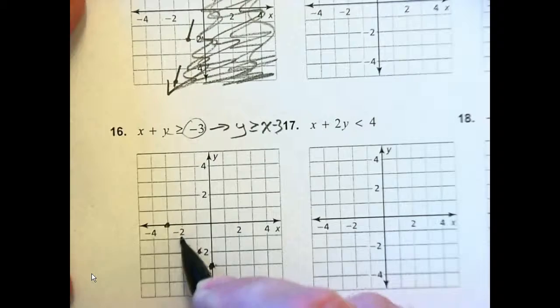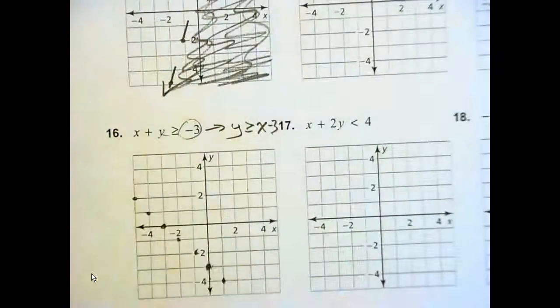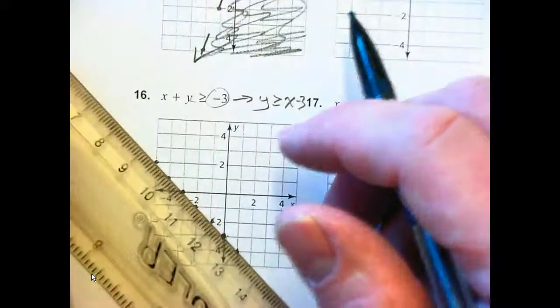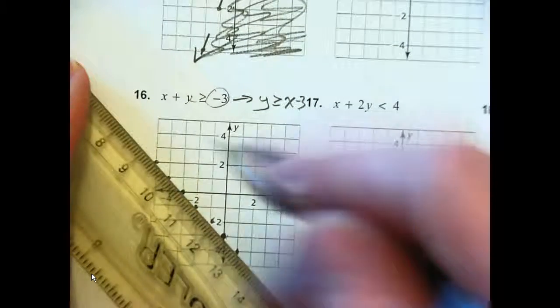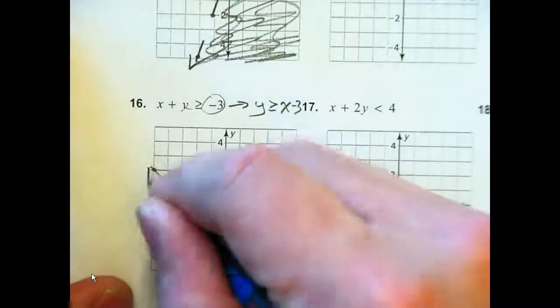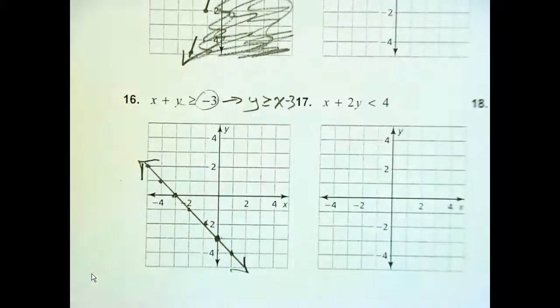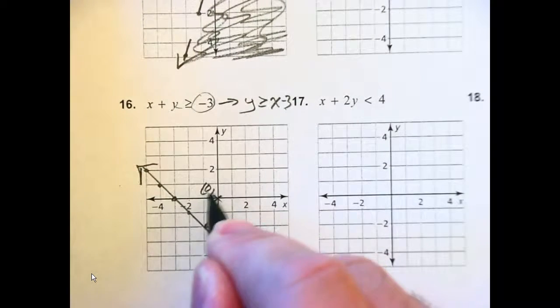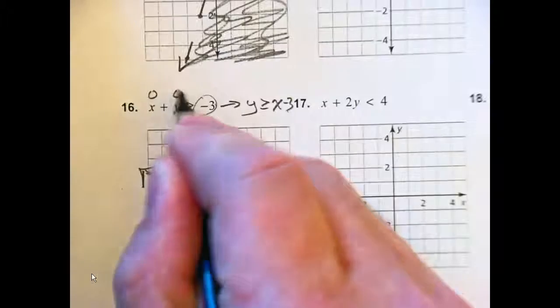Is it solid or dashed? It is not dashed. It is solid. Okay? If I test 0, 0, does 0, 0 work? Yes. 0 plus 0 is greater than negative 3. Is that true? Yes.